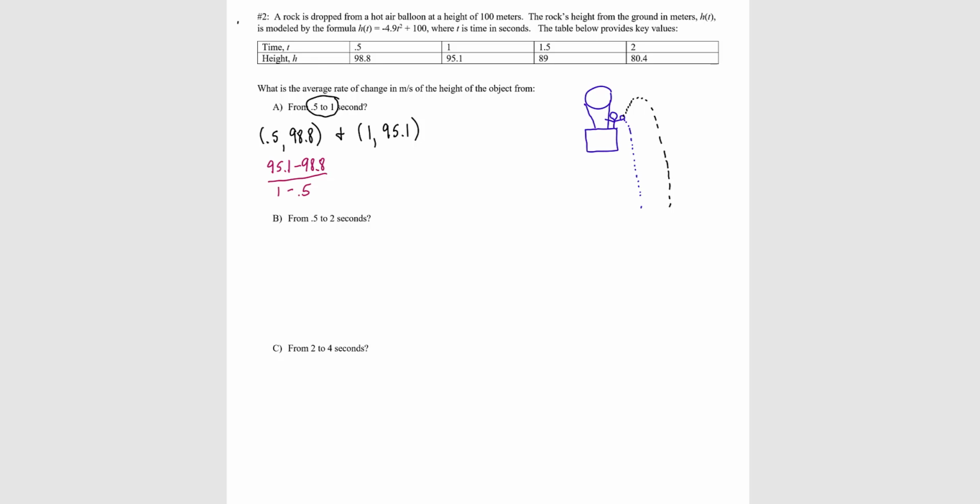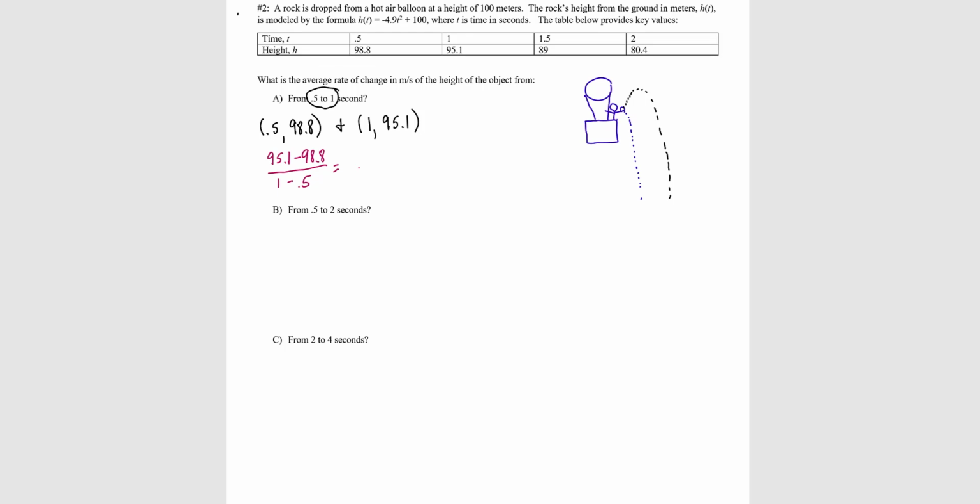You can reverse the x and y coordinates. You'll get the same answer as long as you're consistent about which ordered pair comes first. So this should end up giving us negative 7.4 feet per second. Again, that makes sense because we started at 98 feet and we're ending at 95. So there's a negative rate of change. Encourage you to try B and then try C.